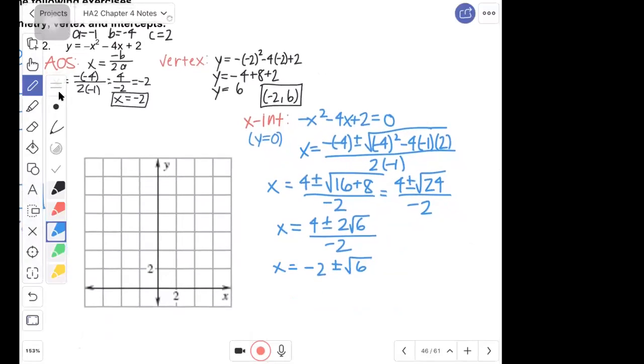So then you should end up getting x equals -2 plus or minus √6. When you plug that in your calculator, you will end up getting -4.50 and 0.50 as our x-intercepts.